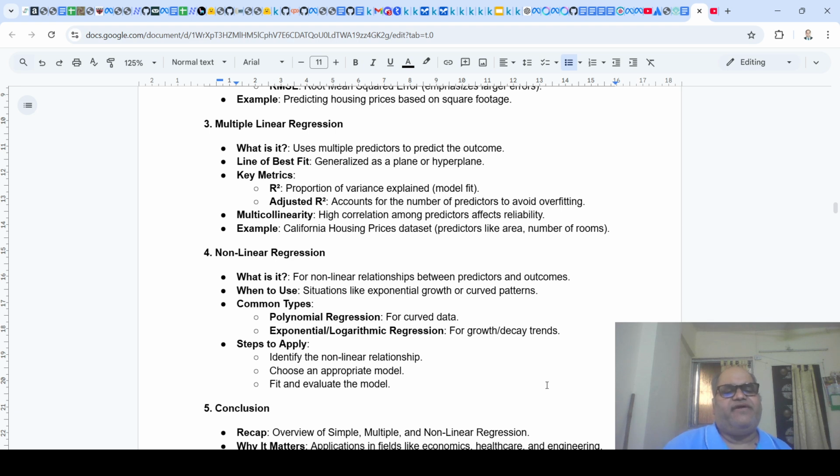Then we'll quickly wrap up with nonlinear regression. Many a time, your relationship between your dependent and independent variables is not linear. If you try to model it through simple or multiple linear regression, you will not be able to. So you need to figure out if there is a nonlinear relationship, which could be a parabola, a polynomial, or many others. We'll talk about when to use it and certain steps before you can use it.